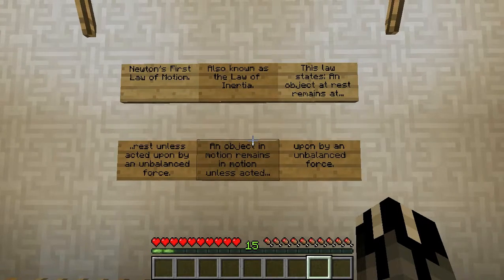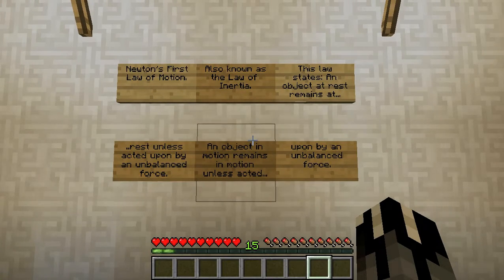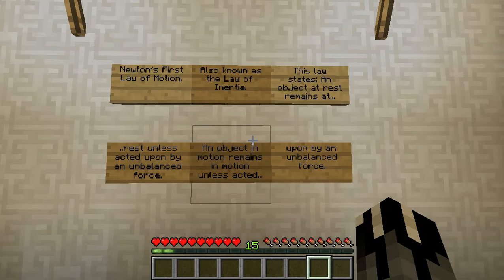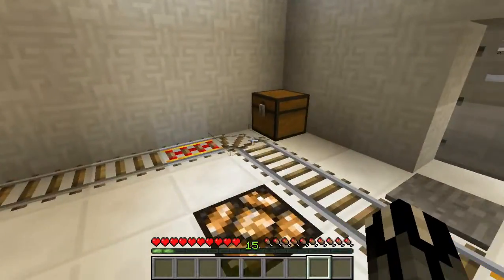Newton's first law of motion is also known as the law of inertia. This law states an object at rest remains at rest unless acted upon by an unbalanced force. An object in motion remains in motion unless acted upon by an unbalanced force.